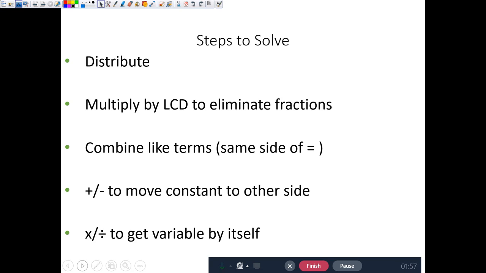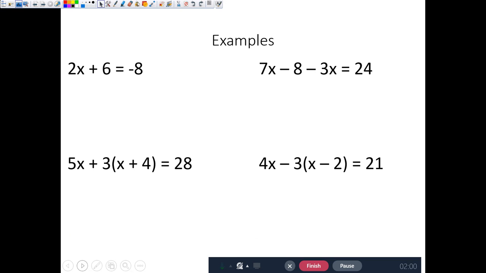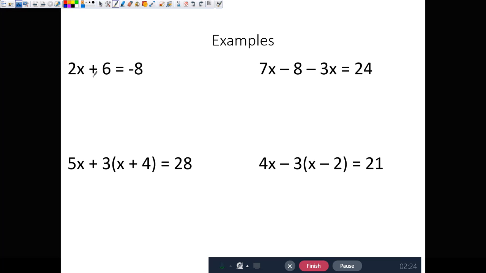Okay, let's look at these examples. So, my first step is to distribute. Do I have parentheses to distribute in this problem? No. My next step is to multiply by my LCD. Do I have fractions? No. My next step is to combine like terms on the same side of the equal sign. Do I have like terms over here? No. So my next step is to move the constant to the other side. So I'm going to do the opposite sign. So this is positive 6, so I'm going to subtract 6 from both sides.